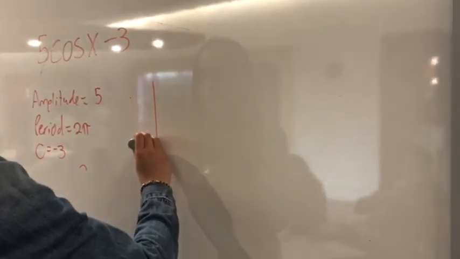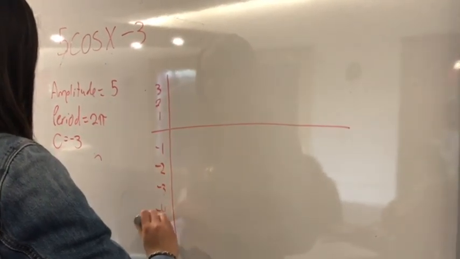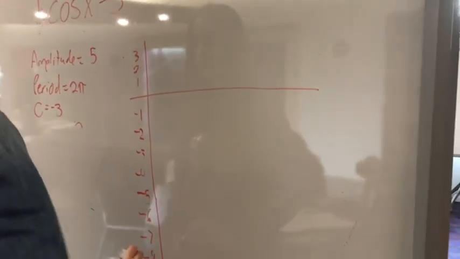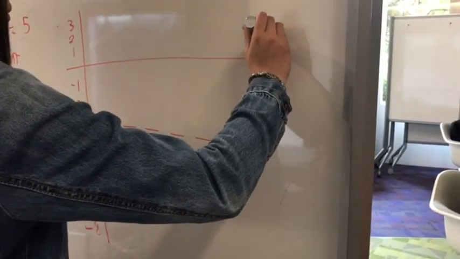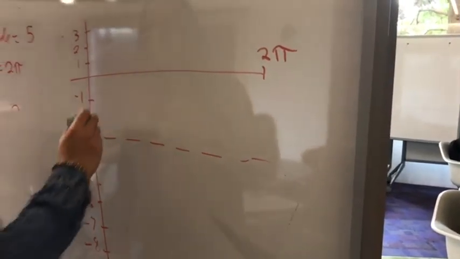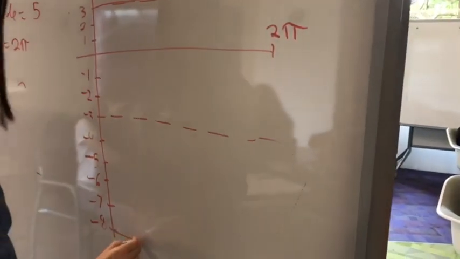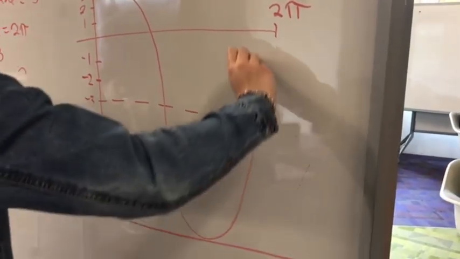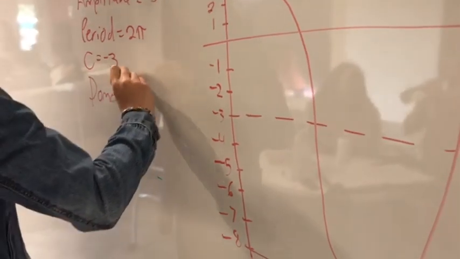Now we graph it. We put the midline at minus 3. We put the values of the amplitude, and we trace it, starting at y equals 2. Finally, we know that the domain will always be all the real numbers, and the range goes from minus 8 up to 3.